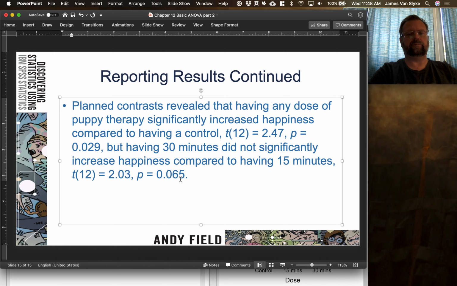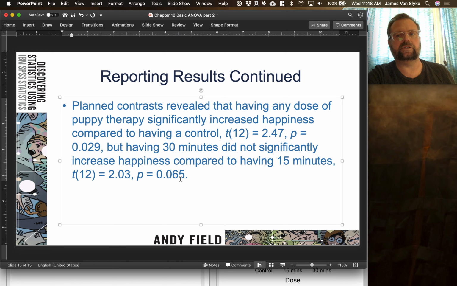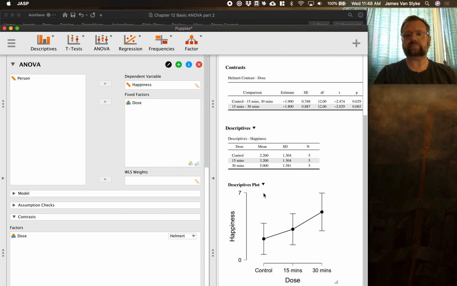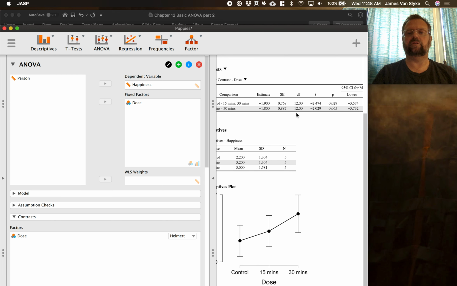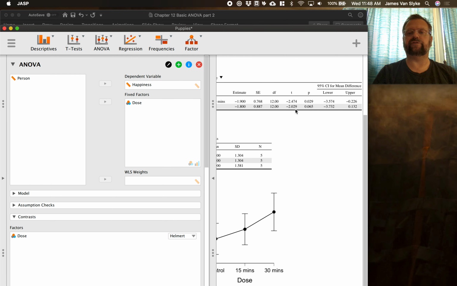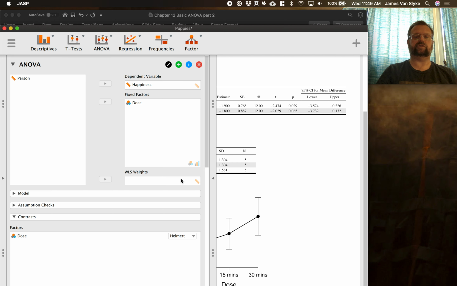But for now, we'll simply write planned contrasts reveal that having any dose of puppy therapy, so that means whether you have the 15 minutes or the 30 minutes, it significantly increased happiness compared to having a control, and that's where we write the t, our degrees of freedom, 2.47, and then our p-value. We can look that those are here, right here. Here's our degrees of freedom. There's our t-score, and then our p-value, so we've got those.